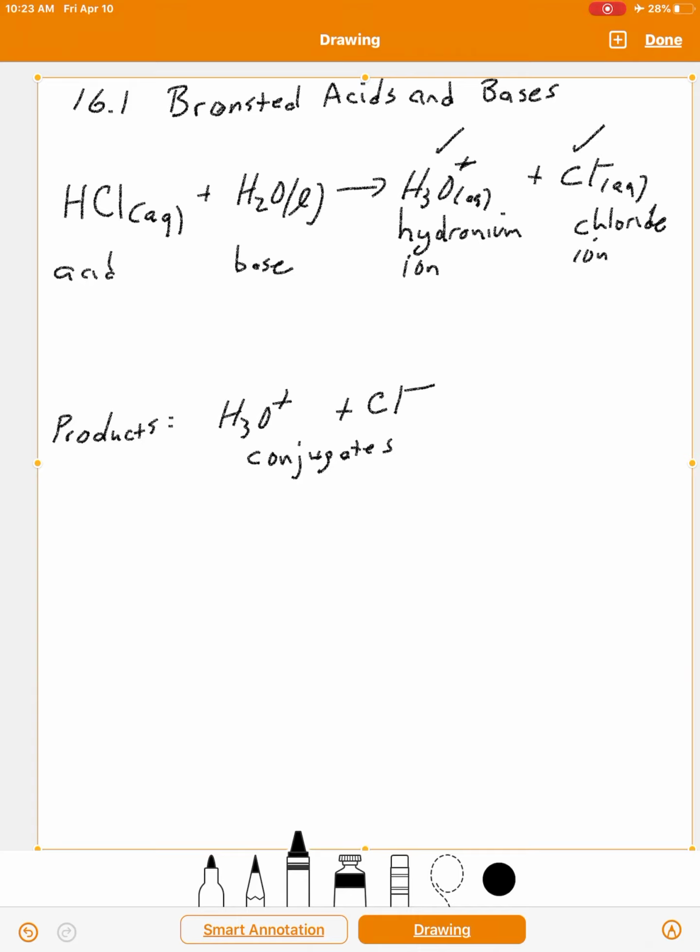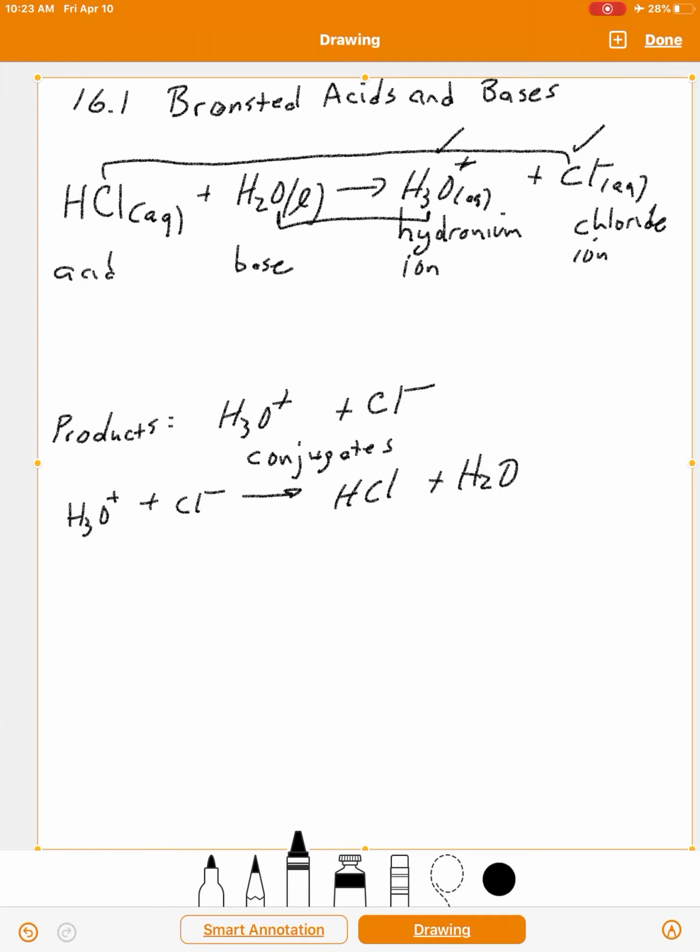And here's how you go about it. Again, you pair them back up based on the difference of an H plus. There's a couple of different ways to do this, by the way. Okay? Imagine the reaction is going in the reverse direction. So imagine that it's H3O plus and Cl minus. I'll leave the states of matter out just for simplicity. HCl and H2O. So this is the reverse, right? That's the reverse reaction. We learned about that in chapter 15.